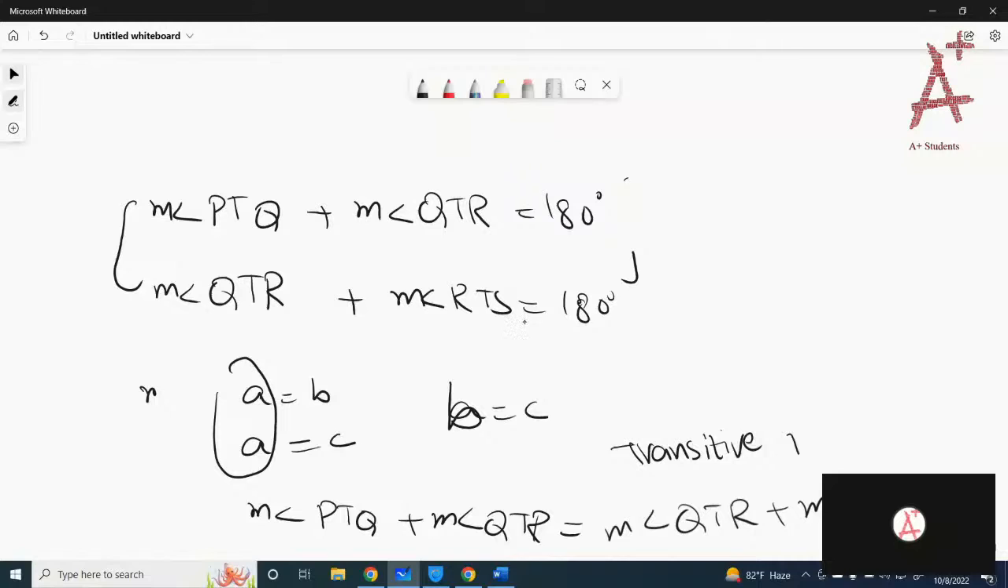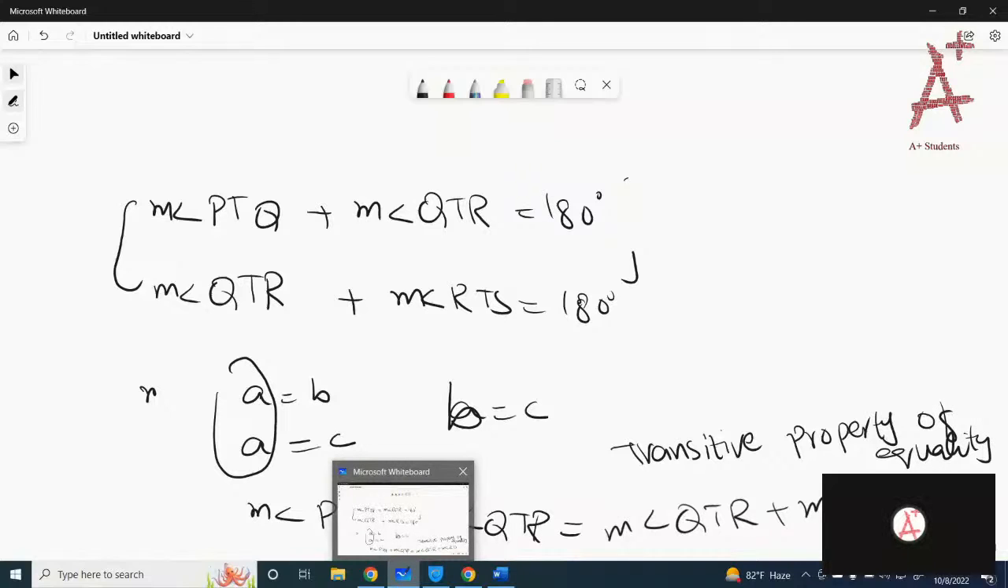Transitive property of equality. You just need to understand these things. You need to see which property is applied. Got it? Thus you can see the transitivity. This is basically the transitivity.